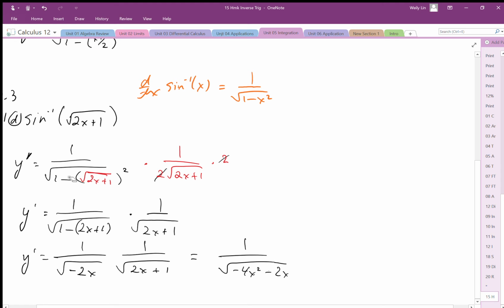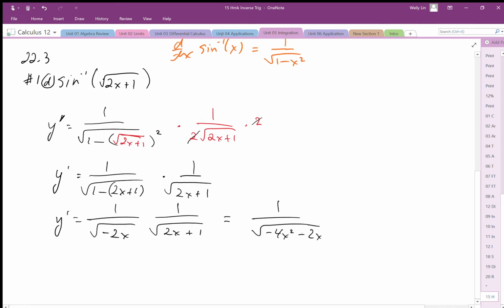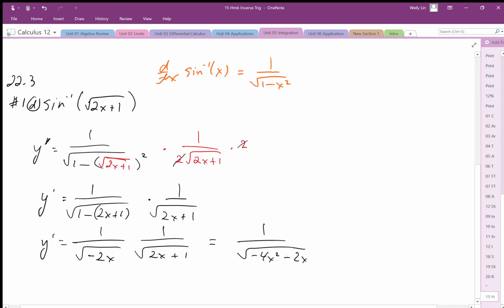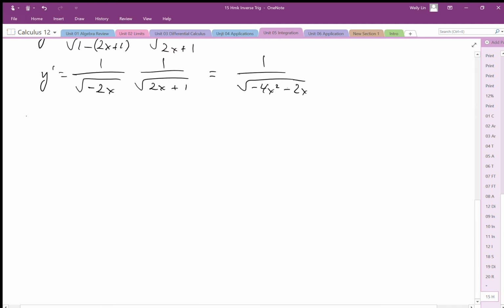Okay, just double checking. I think I got the negatives right here. Okay, looks like the negatives are right. Yeah, x squared, square root. Okay. So for 22.3, that's D.